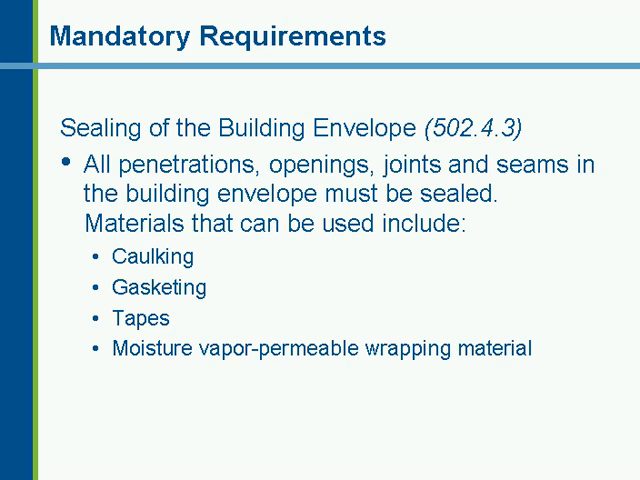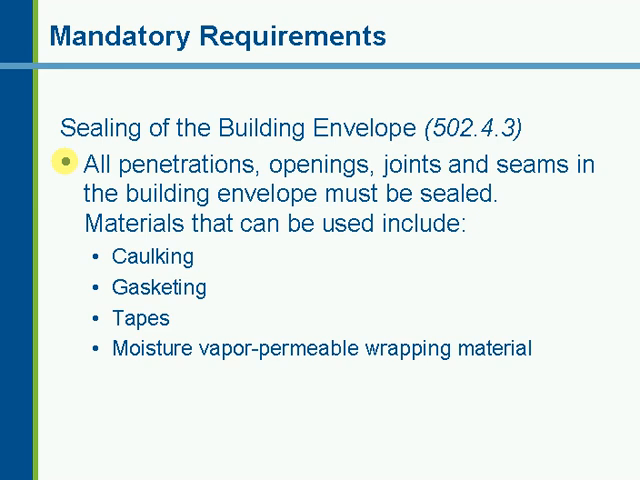First requirement is going to be sealing of the building envelope. This has not changed since the 2003 IECC. It basically says to seal up any penetration in the building envelope, any seams, joints, whatever caused by penetrations, the plumbing, electrical, framing, whatever it could be.